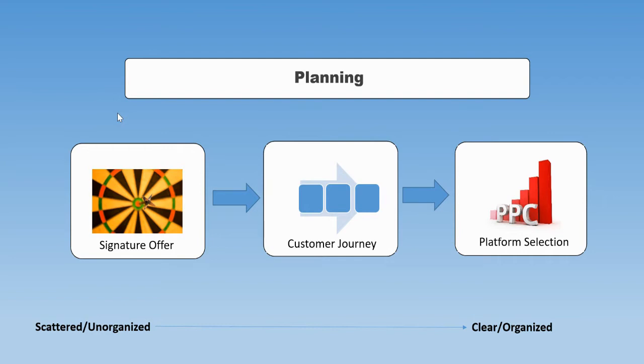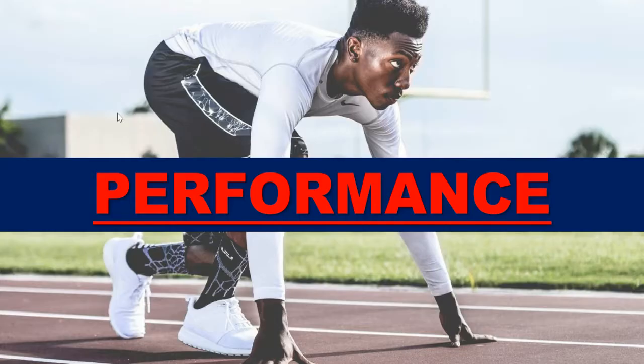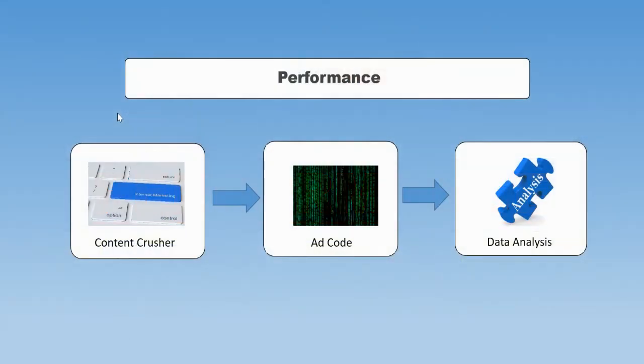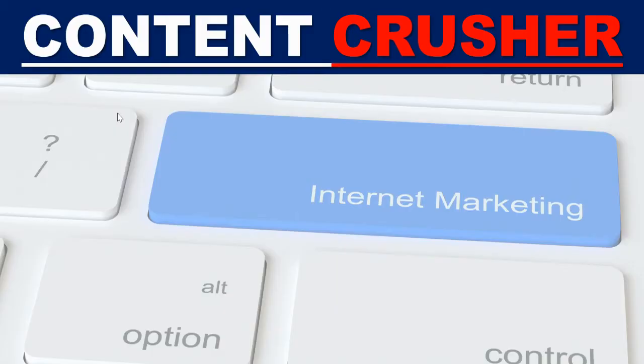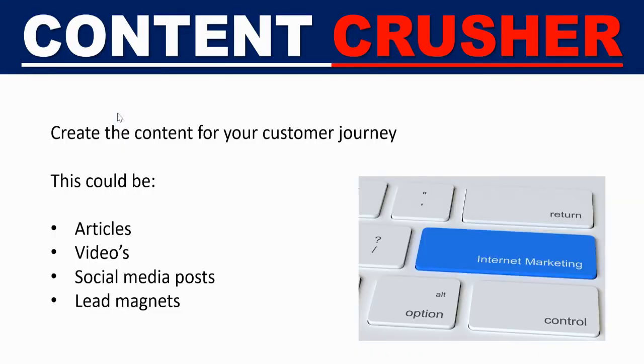So now the next step is you basically want to get traffic to your website, and this is the performance part of the business, where you're going to start getting traffic to your digital assets. This performance is made up of the content crusher, the ad code, and the data analysis. In other words, it's basically driving traffic to your website. With the Content Crusher, this is where you're going to create content for your customer journey. This could be made up of articles, videos, media, social media posts, lead magnets, and so on.